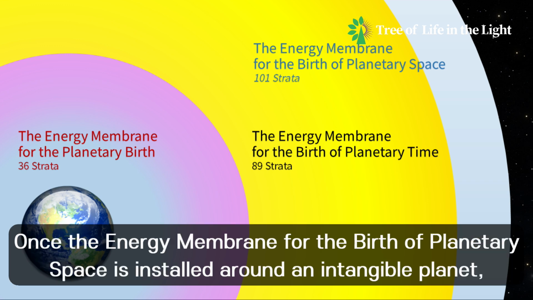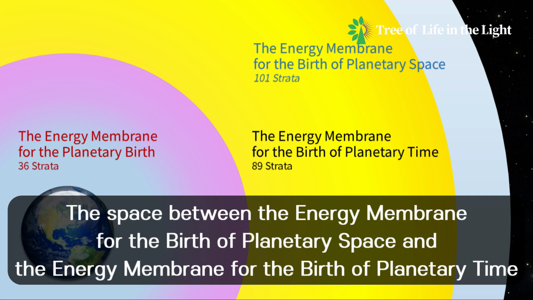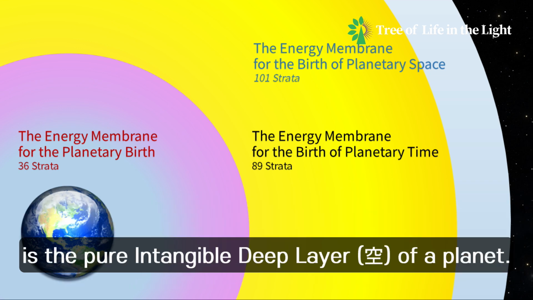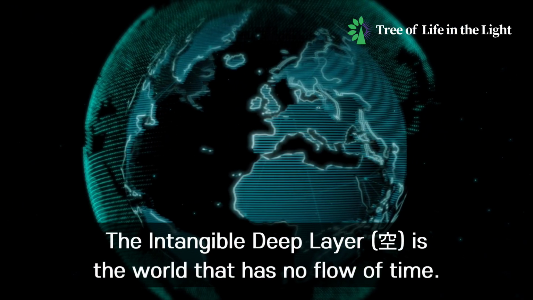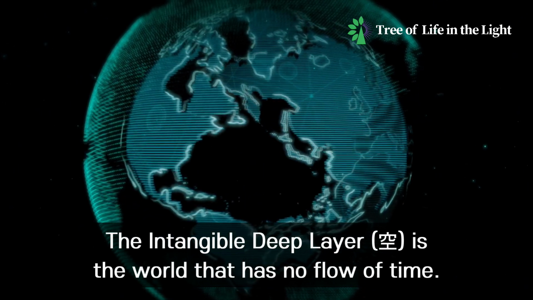Once the energy membrane for the birth of a planetary space is installed around an intangible planet, the space of the planet is determined and secured. The space between the energy membrane for the birth of a planetary space and the energy membrane for the birth of a planetary time is the pure intangible deep layer of a planet. The intangible deep layer is the world that has no flow of time.